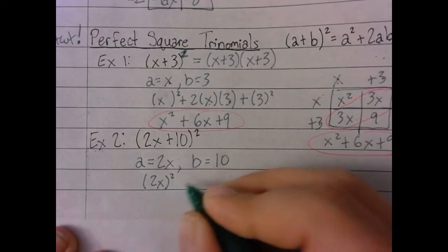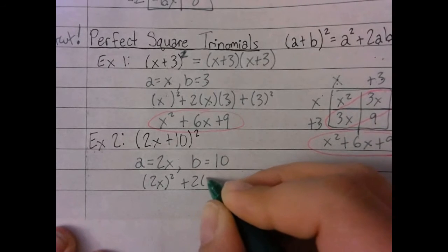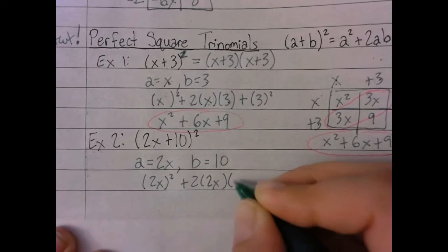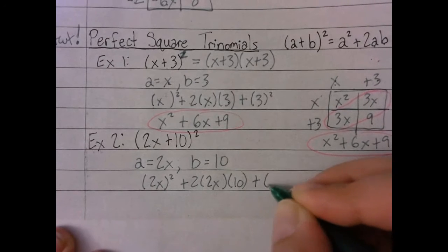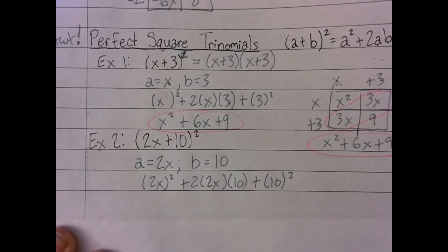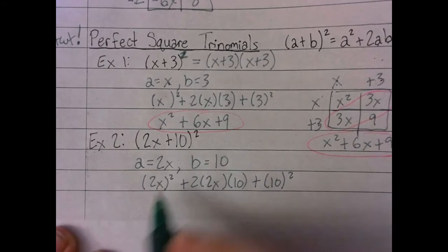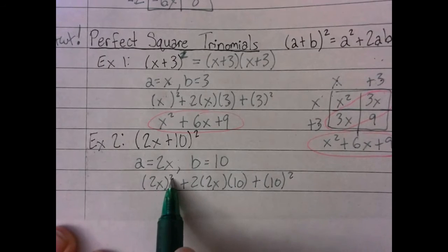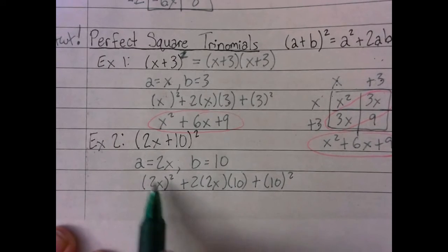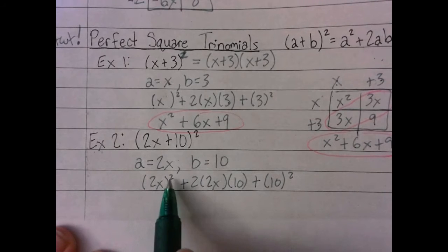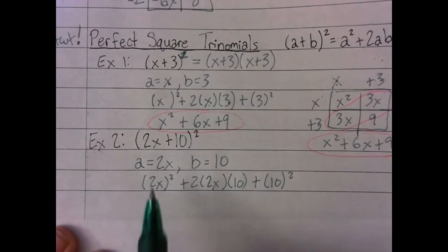Instead of a, we have 2x. Instead of b, we got 10. So I'm just filling in my formula. That's how I got all those numbers. Then watch out. Remember, our exponent rule says that when you have the parentheses and exponent on the outside, everything on the inside needs to get that exponent.